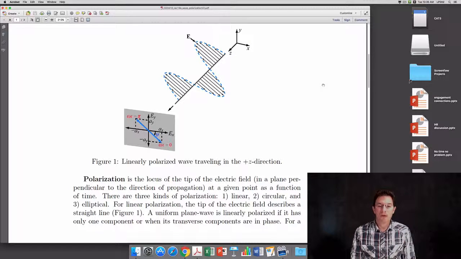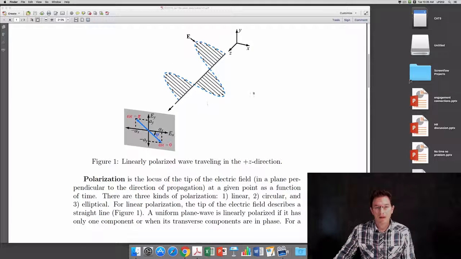For linear polarization, the tip of the electric field describes a straight line, as shown here in figure 1. What you're seeing in this part of the figure is an electromagnetic wave that's propagating in the plus z direction, so it's propagating in the positive z direction. You're seeing the wave essentially as a function of space at a particular time. So time has been frozen, and we're just looking at what the wave looks like as a function of space.